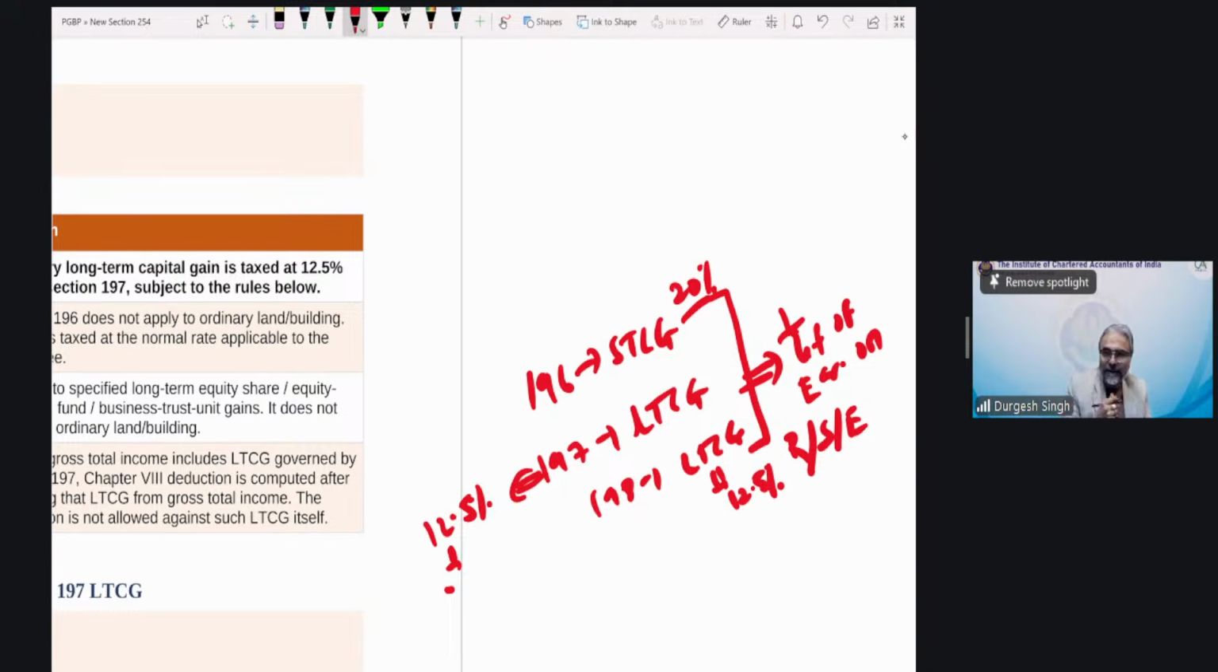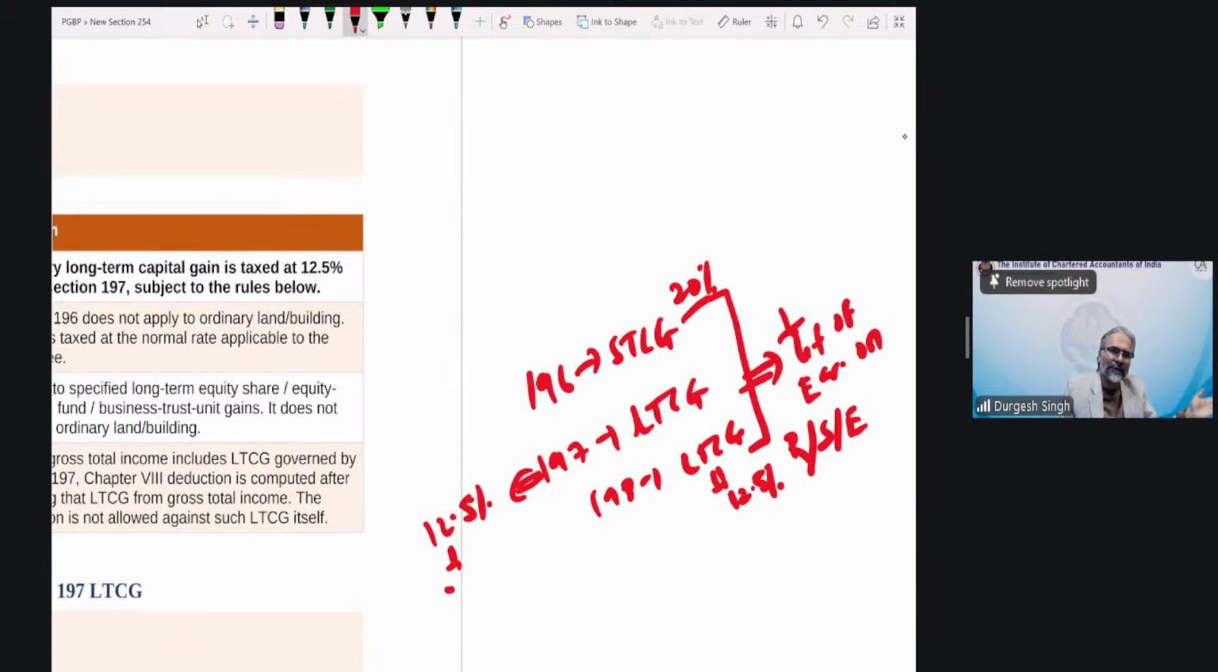Short term will go at what rate? That will depend upon the person you are. If you are an individual, HUF, AOP or BOI, then there is a slab rate. And please understand, students, even the slab rate depends on whether it is the default tax regime, where the slab rates are different compared to the old regime. So short-term capital gains on real estate transfer will depend upon the person, and for an individual, HUF, AOP, BOI, the slab rate will come into play.